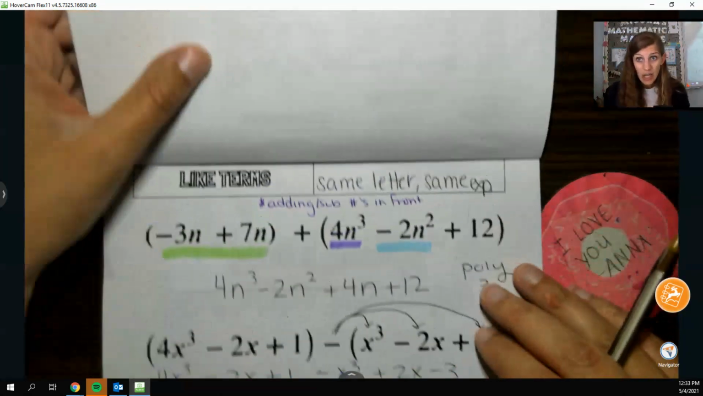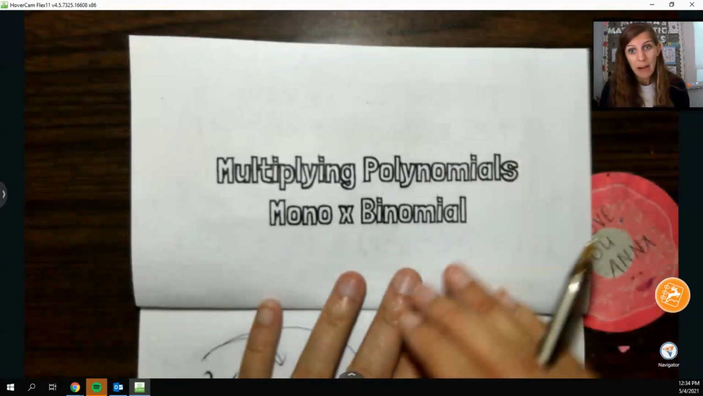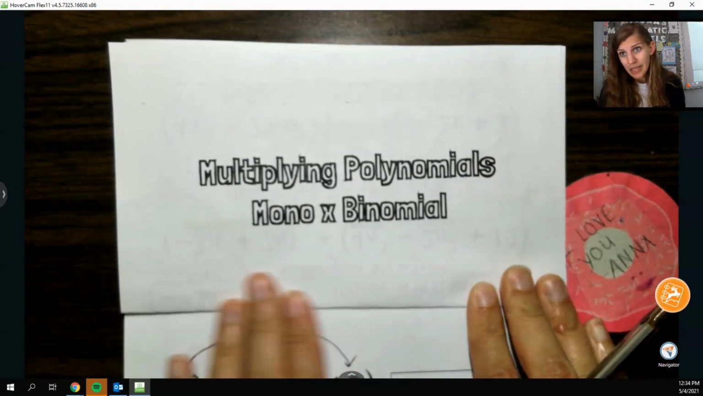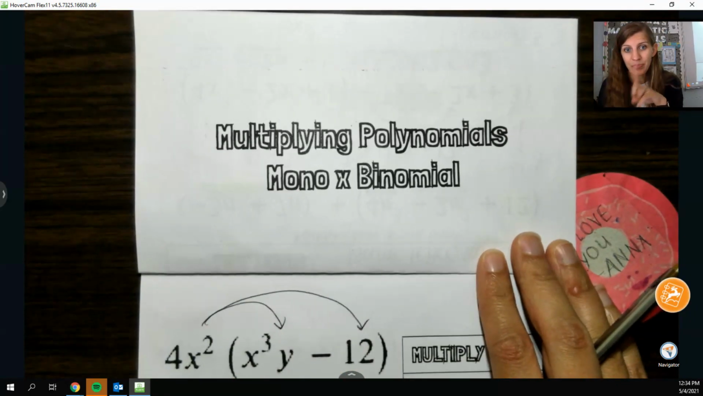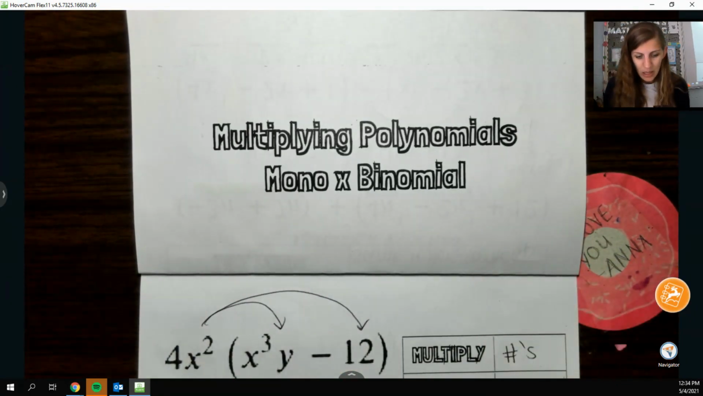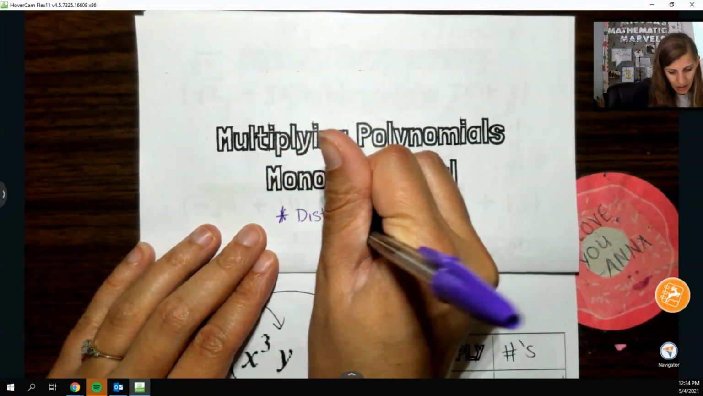Now, after we talked about adding and subtracting, we talked about multiplying. And we actually started pretty easy where we were doing just a monomial, one term, times a binomial. And really, this is low-key just distributing.